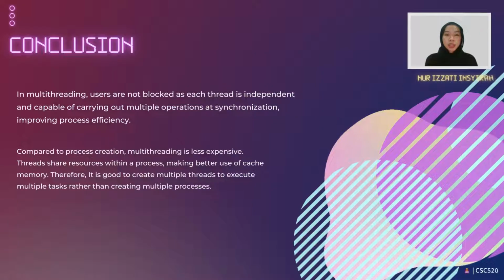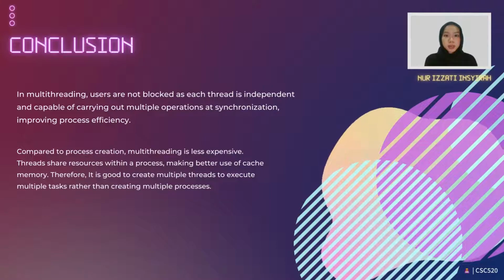With this, we can conclude that users will not be blocked when using a multi-threaded system because each thread in the multi-threading process is independent and capable of operating multiple tasks at once, hence increasing process efficiency. Compared to process creation, multi-threading can be considered less expensive because each thread in the process shares the same resources, making better use of cache memory. Therefore, it is good to create multiple threads to operate multiple tasks rather than creating multiple processes.